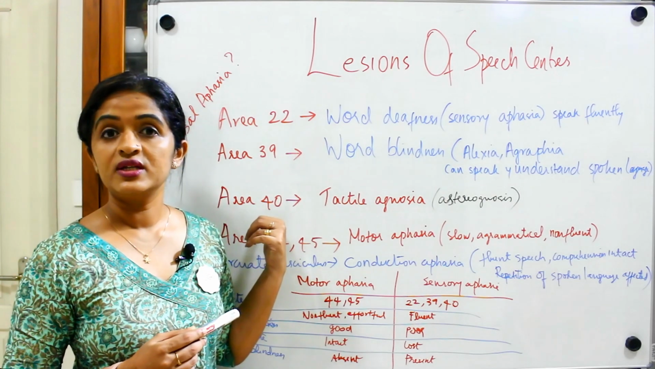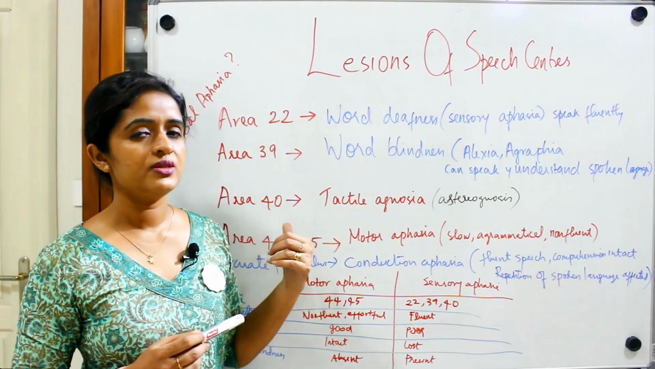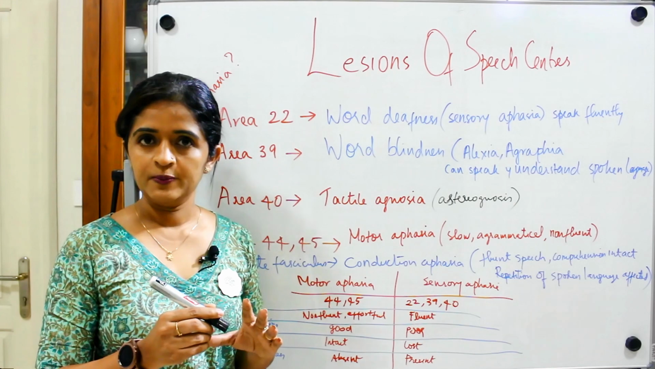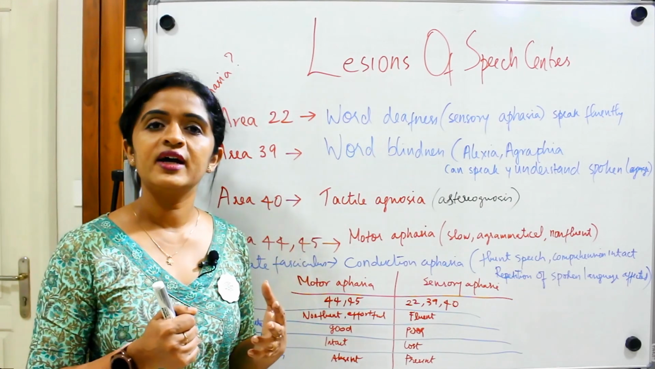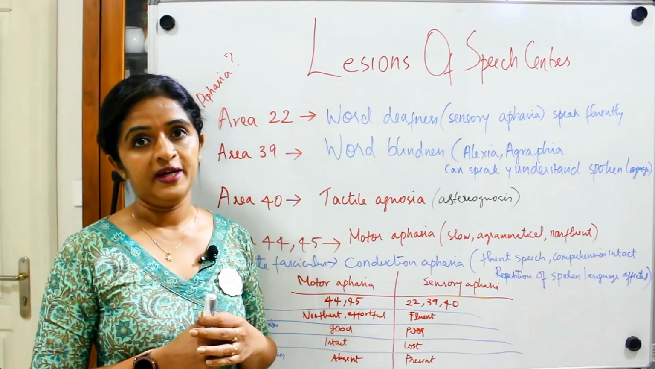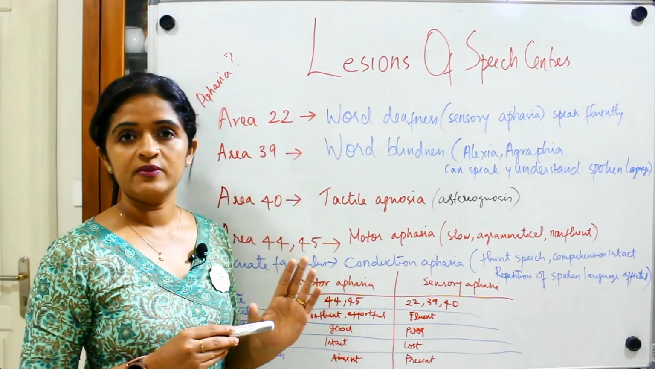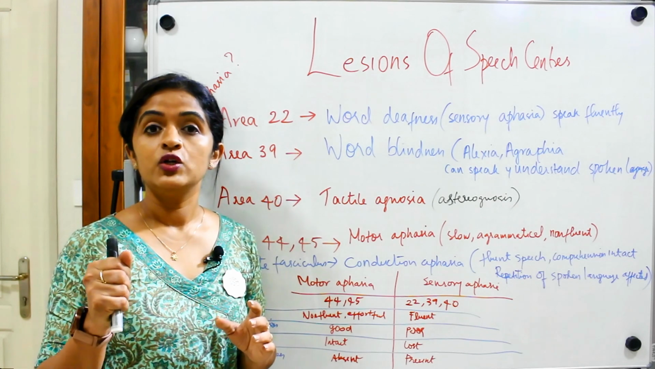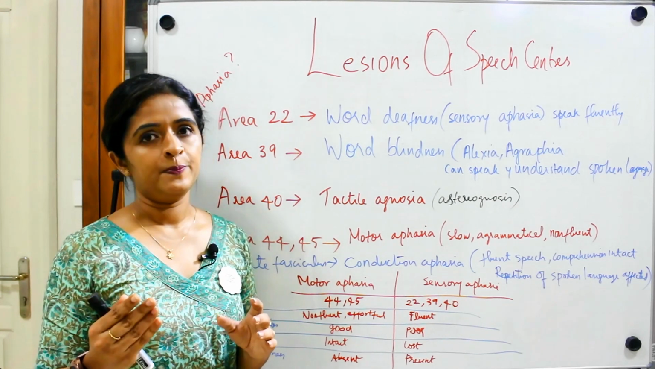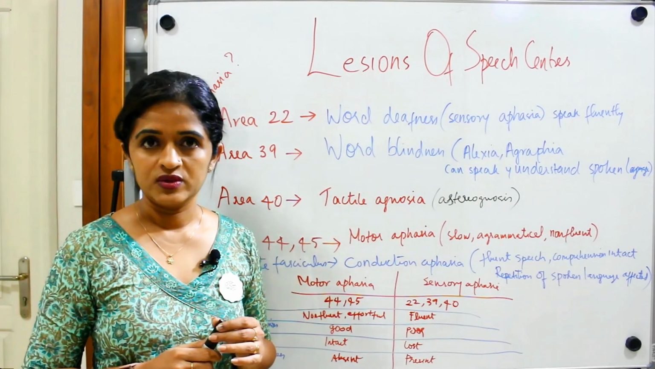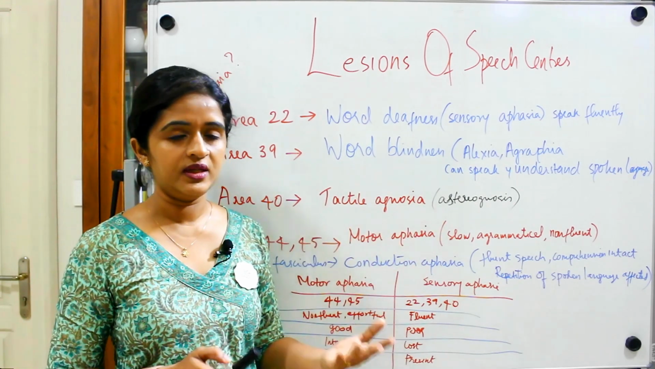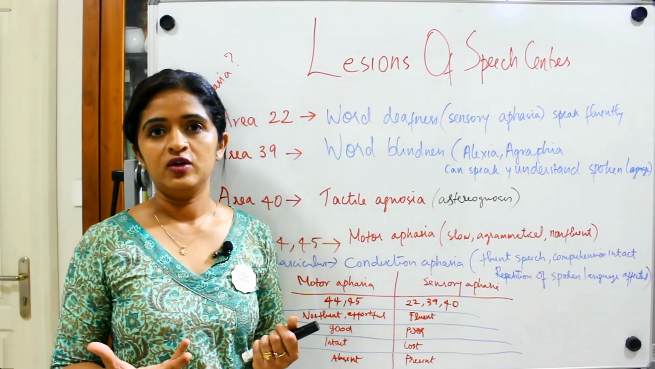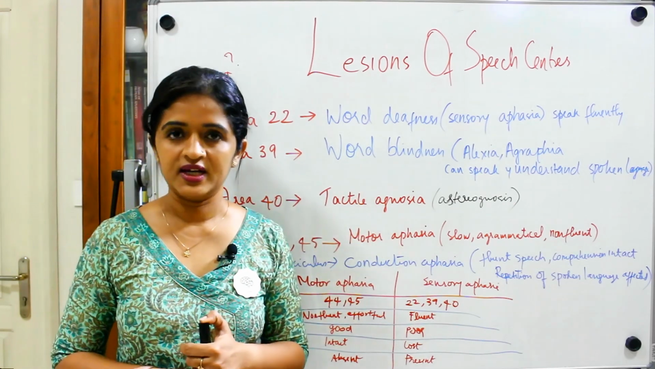Now, what will happen if there is a lesion in area number 40? Area number 40 deals with proprioception. Suppose you have used a pen, and later if you close your eyes and hold that thing, you will interpret it as a pen. But suppose there is a lesion in area number 40. Even if that pen is kept in your hand, you will feel it as something, but you won't be able to interpret it as a pen. That condition is known as tactile agnosia, a condition of stereognosis. That means you are not able to familiarize with the object which you were familiar with when you opened your eyes.